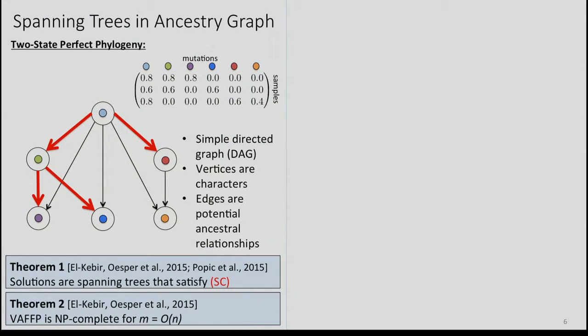Deciding whether such a constrained spanning tree exists is NP-complete. And in our ISMB work, we've given a reduction where the number of samples is linear in the number of characters.